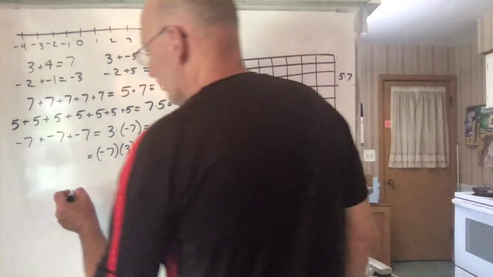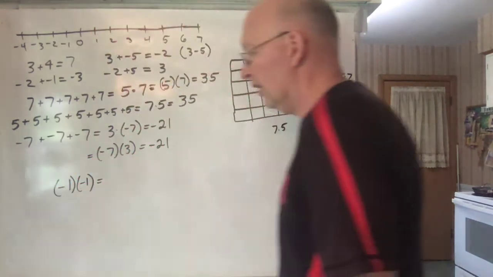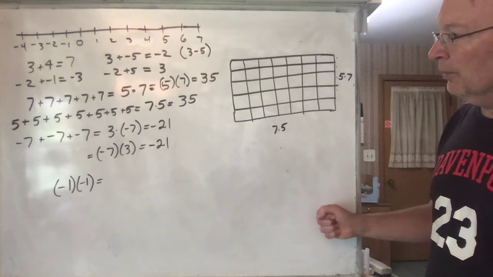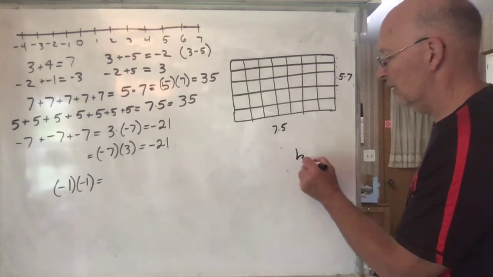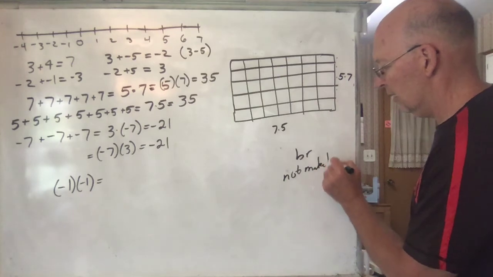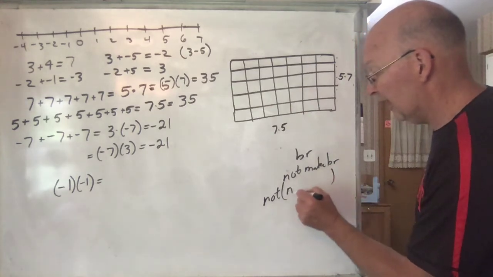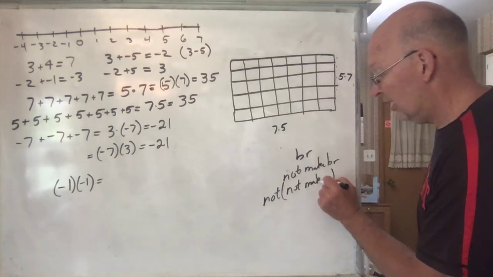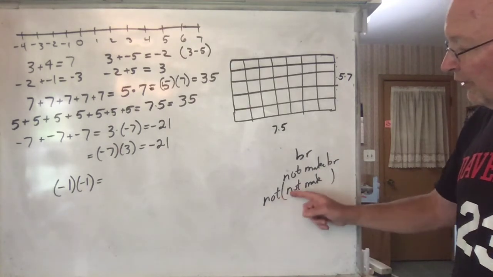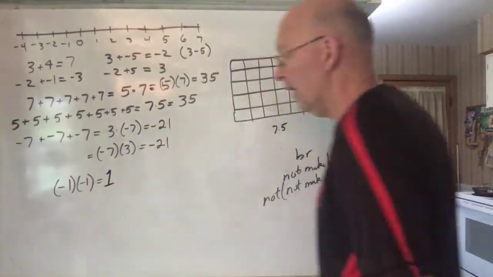What if you have a negative times a negative? What's negative 1 times negative 1? It's kind of like saying, I'm going to make bread. I'm not going to make bread. And then someone else might say, I'm not going to make bread. If you're not going to make bread, that means you're going to make bread. So if you take two negatives and put them together, you end up with a positive. So there you are, back up to a positive again.